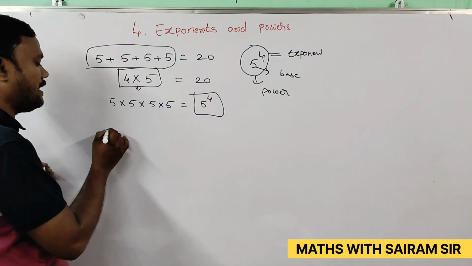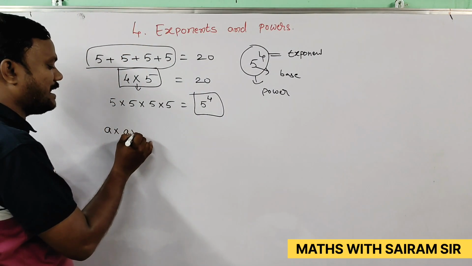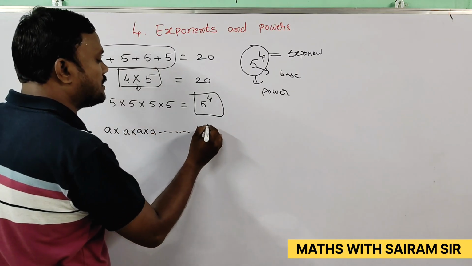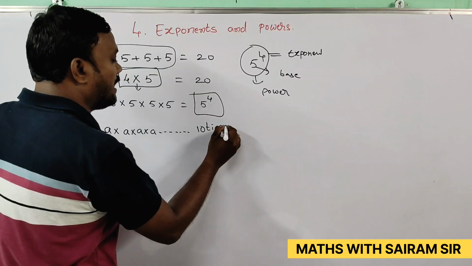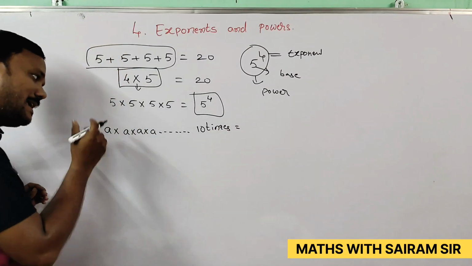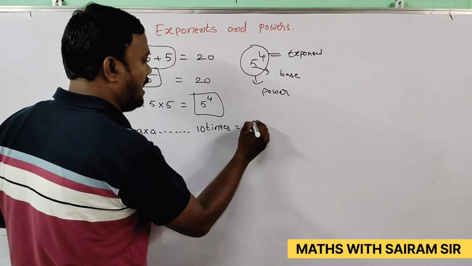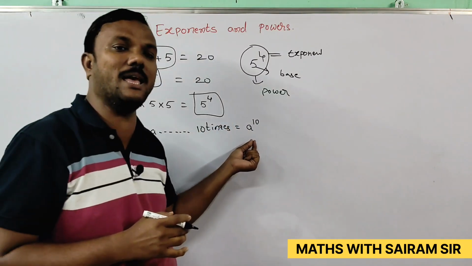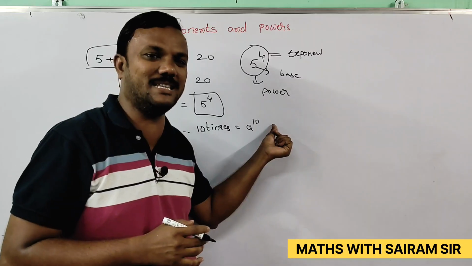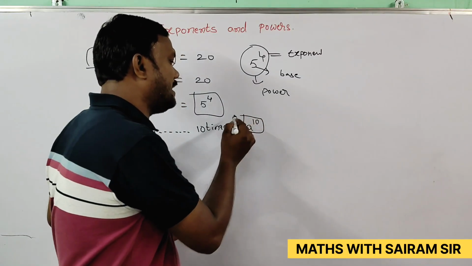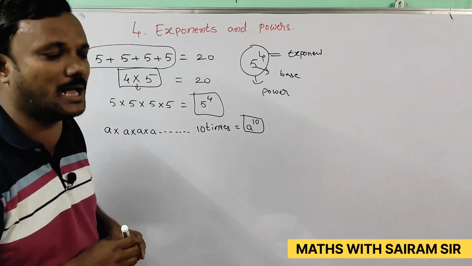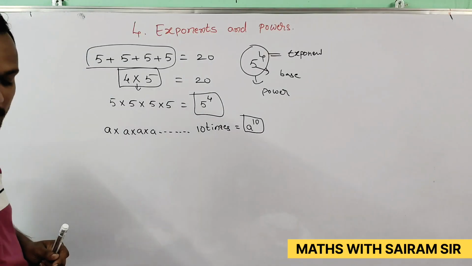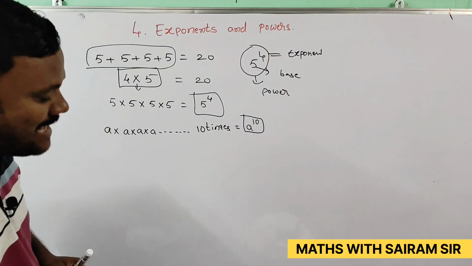If a is any non-zero number and I multiply it by itself 10 times, can we represent it in short form? Yes, we can represent it as a to the power of 10. In this, the base is a, the exponent is 10, and a to the power of 10 is known as the power. Now we shall discuss some important formulae regarding exponents and powers.